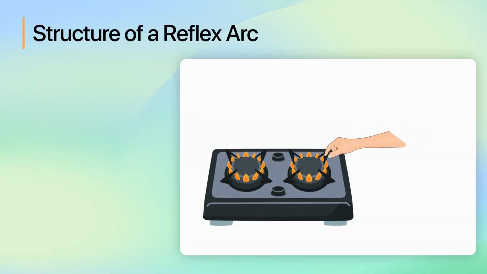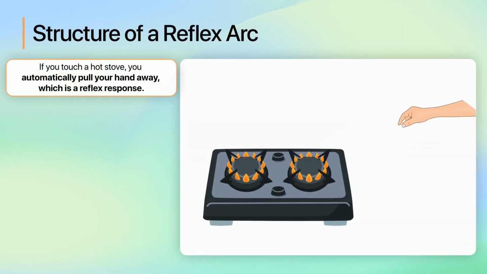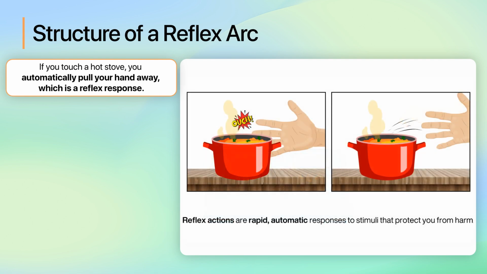To start, imagine accidentally touching a hot stove. You swiftly pull your hand away without even thinking about it. This quick reaction is a reflex response, a rapid and automatic action your body takes to protect you from harm. Reflex responses are crucial because they help animals, including humans, react swiftly to potentially dangerous situations without needing time to process the stimuli consciously. Now, let's understand how this rapid response works through the reflex arc.